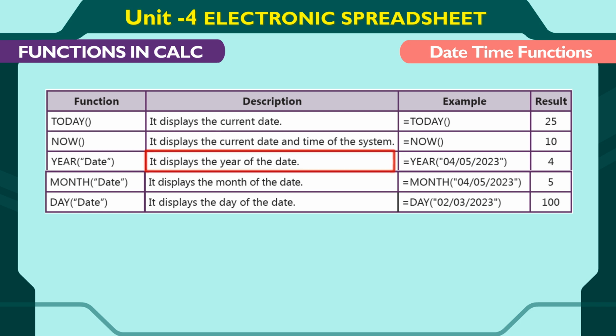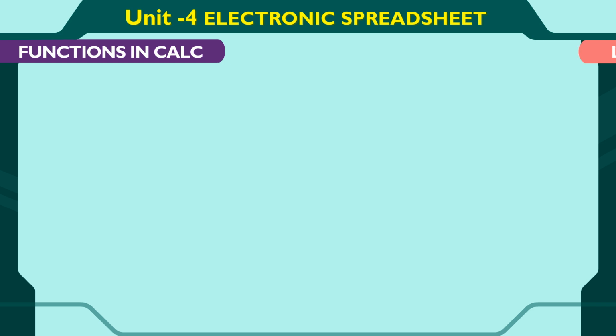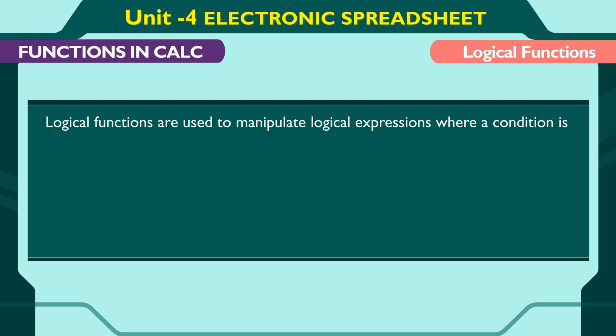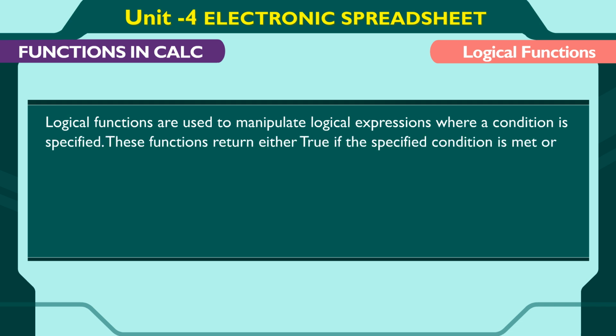YEAR(date). It displays the year of the date. =YEAR(4/5/2023), result 2023. MONTH(date). It displays the month of the date. =MONTH(4/5/2023), result 5. DAY(date). It displays the day of the date. =DAY(2/3/2023). Logical functions. Logical functions are used to manipulate logical expressions where a condition is specified.